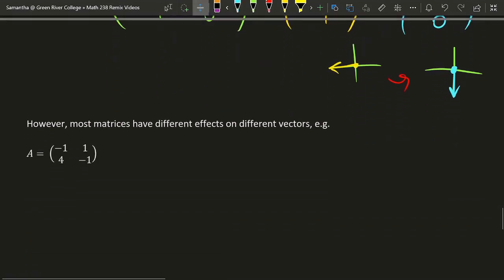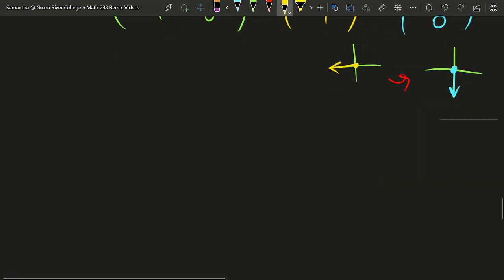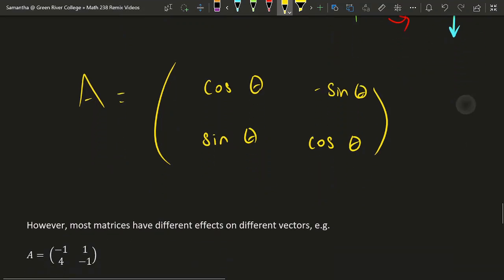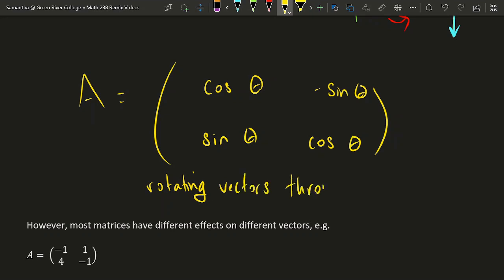As it turns out, in general, if you take A equals [cosine theta, negative sine theta; sine theta, cosine theta], this matrix will have the effect of rotating vectors through an angle of theta degrees, whatever it might be in your particular problem. Let's go out to Desmos and see that effect in action.